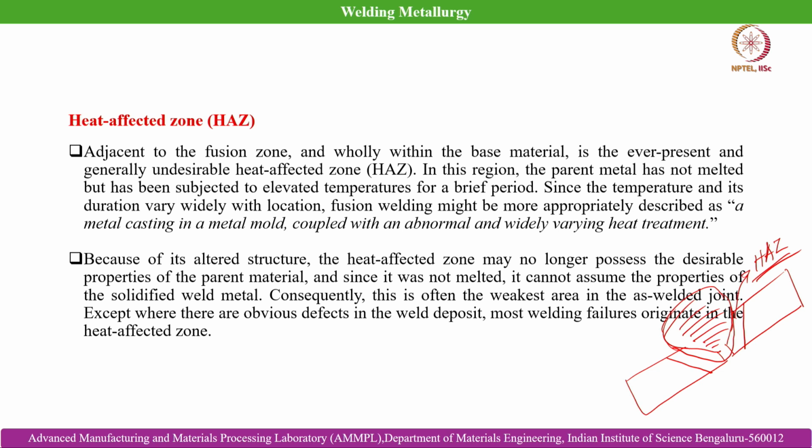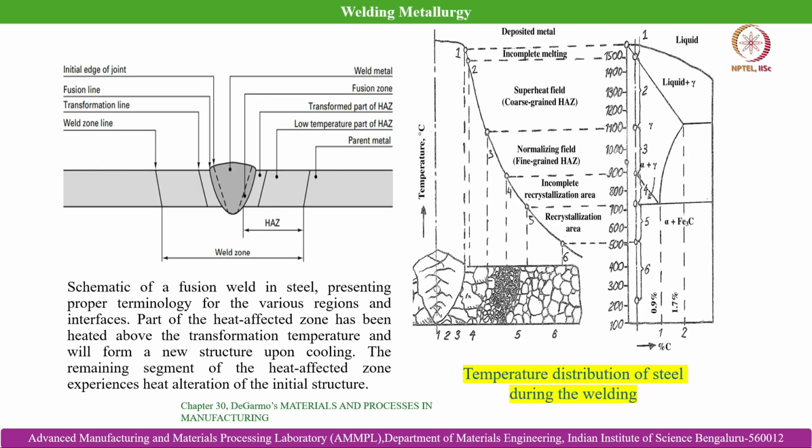Because of this altered structure, the heat affected zone may no longer possess the desirable properties of the parent material, and since it was not melted, it cannot assume the properties of the solidified weld metal either. Consequently, this is the weakest region in the weld joint. So, often failures initiate from here. Okay. So, the discussions done until now have been shown here schematically.